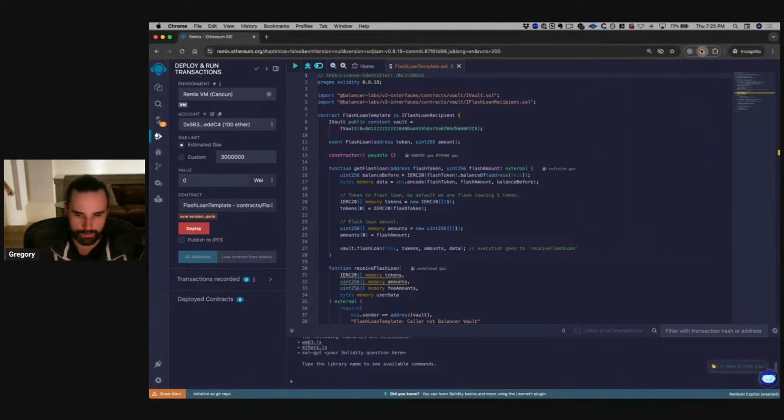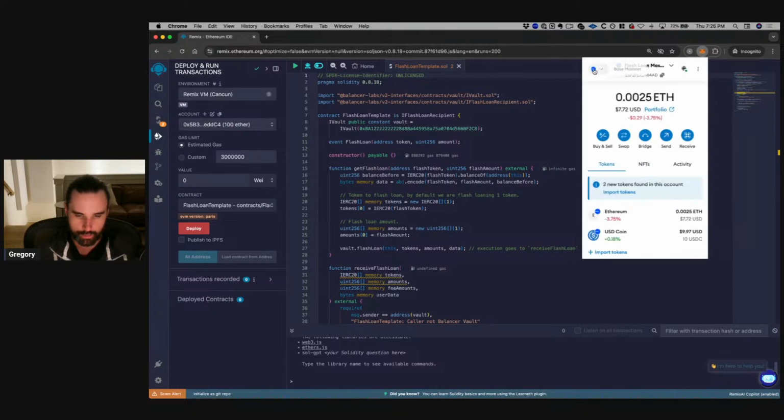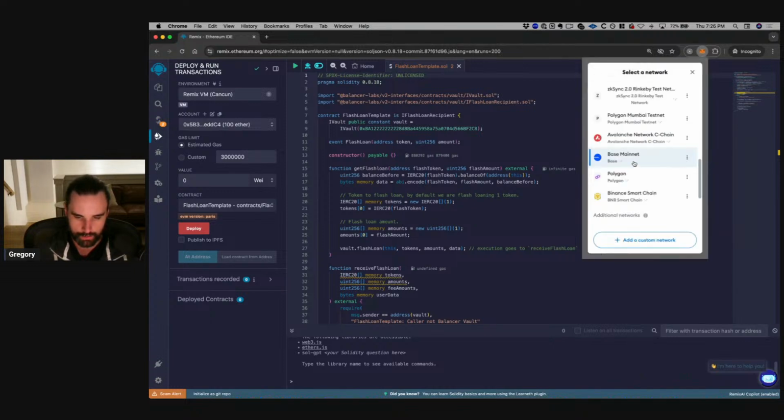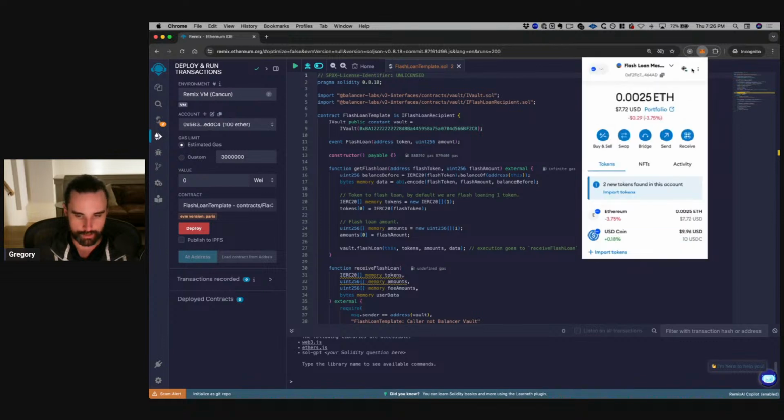All right. So basically open up your MetaMask. You want to switch to the Base network. You can see this right here. If you don't see Base already, you can just do add custom network and search for Base. It'll come up as an option. You can select it. And then you're going to need to send some Ether and also some USDC on the Base network to this MetaMask.